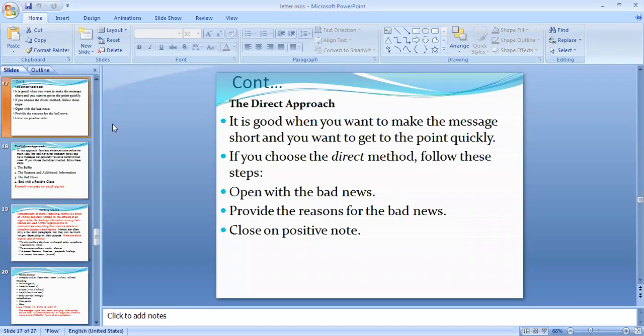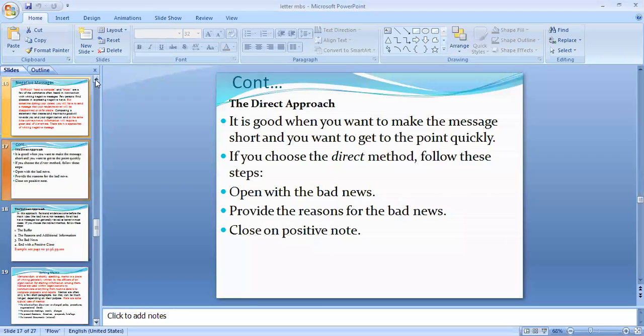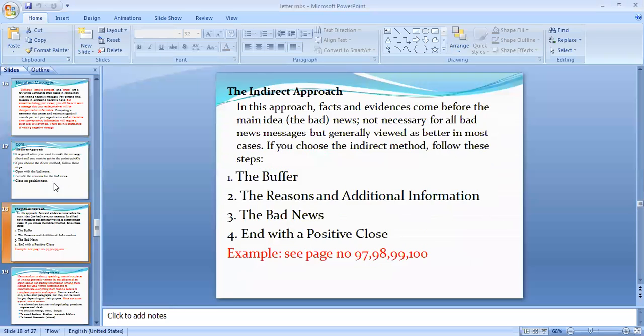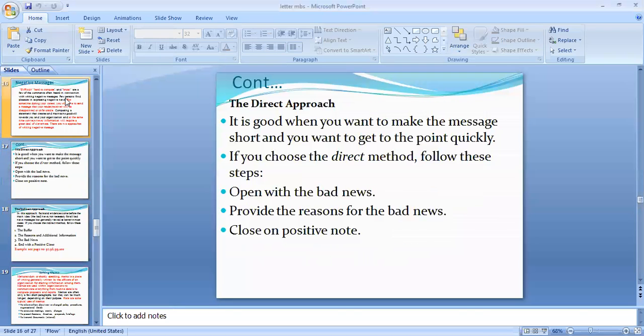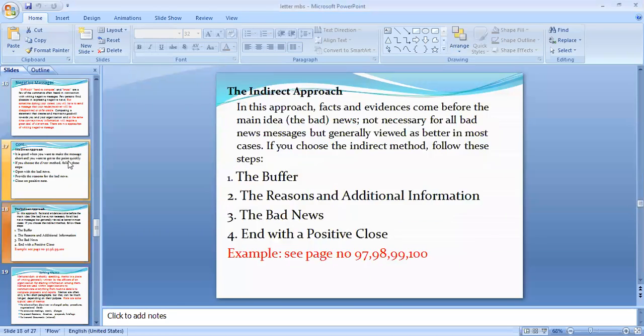Negative message, how to send the negative message. While talking about the negative message, the direct approach and indirect approach, we discussed in our previous class, and how to write a negative message directly and indirectly. These two methods we did in the previous class. Now, while talking about the indirect approach, I was explaining about the buffer, the reasons, and additional information.